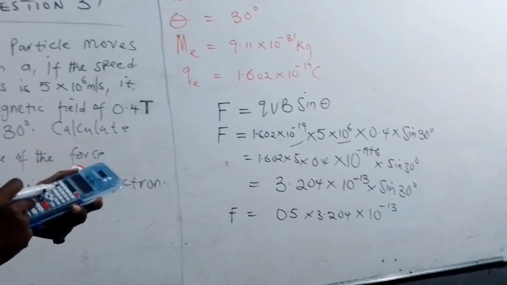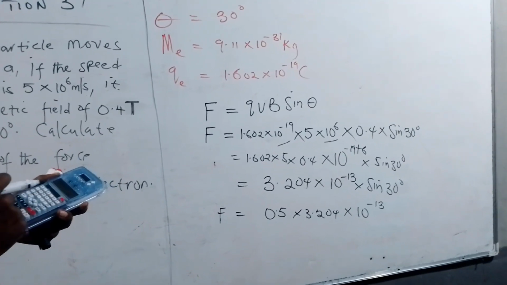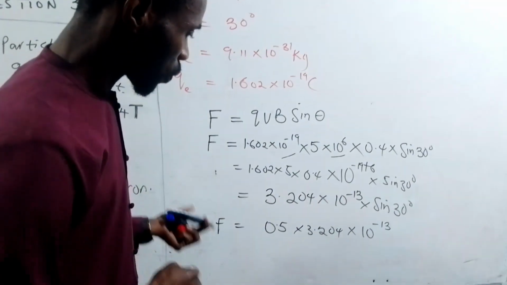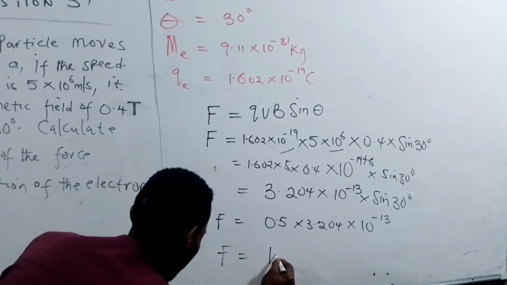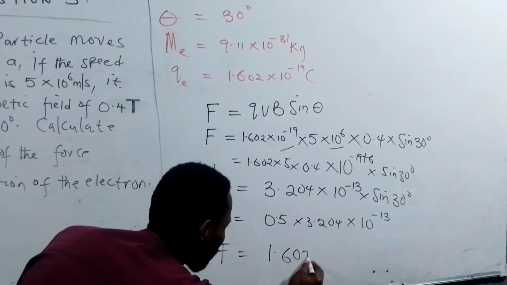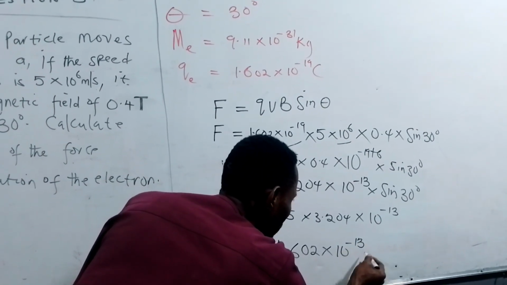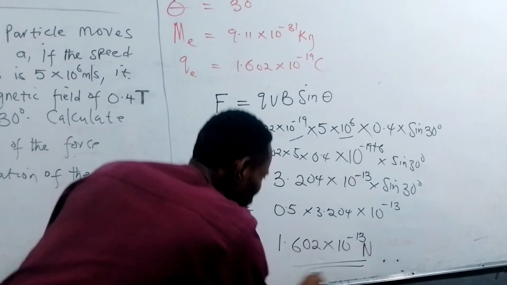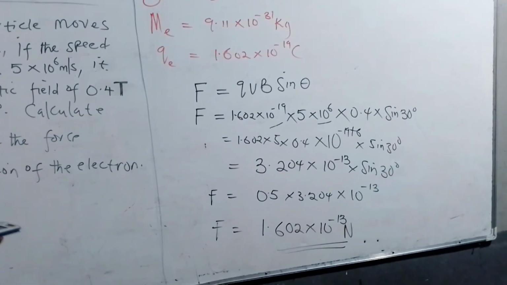Multiplying them together, 0.5 times 3.204, that will give us the force now equal to 1.602 times 10 raised to the power minus 13 Newton. Now this is the force on the electron.